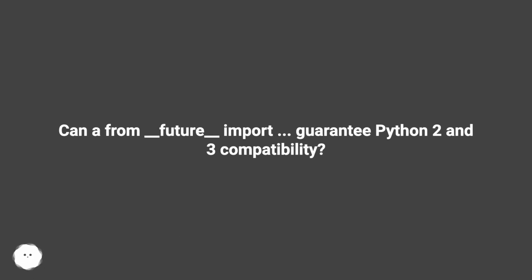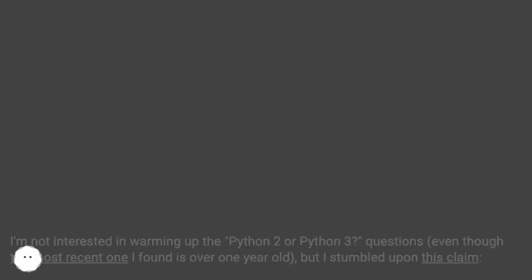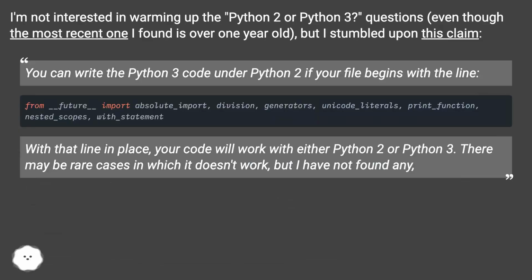Does the __future__ import guarantee Python 2 and 3 compatibility? I'm not interested in starting the Python 2 or Python 3 debate, even though the most recent question I found is over 1 year old, but I stumbled upon this claim: you can write the Python 3 code under Python 2 if your file begins with the line. With that line in place, your code will work with either Python 2 or Python 3. There may be rare cases in which it doesn't work, but I have not found any.